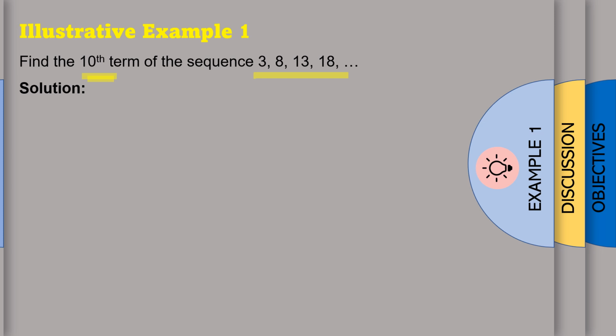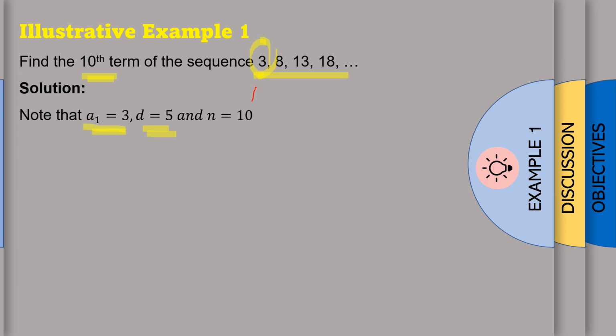So paano siya isosolve? First is, we need to take note of the parts ng ating formula. First is, kailangan ma-identify natin, ano nga ba ang first term? Ang ating first term, yung ating a sub 1, is 3. And then, ano ang ating common difference? Wala siya dyan, hindi inilagay. Pero makikita mo siya as you observe the given sequence.